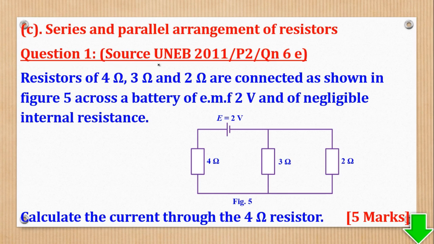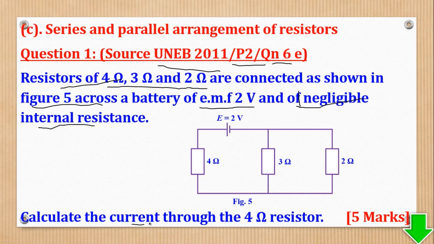So question 1 came from UNEB 2011 paper 2 question 6e, and it says resistors of this and that are connected as shown in figure 5 across a battery of EMF 2 volt and negligible internal resistance. So this word internal resistance will be looked at in the next video, but the good thing they have said it is negligible, so you neglect it. So it's the circuit, and they said calculate the current through the 4 ohm resistor.